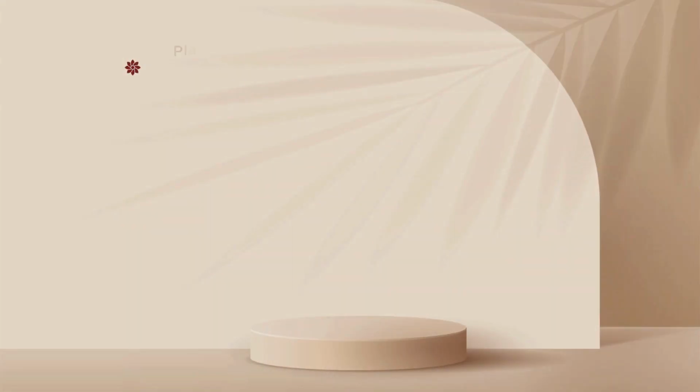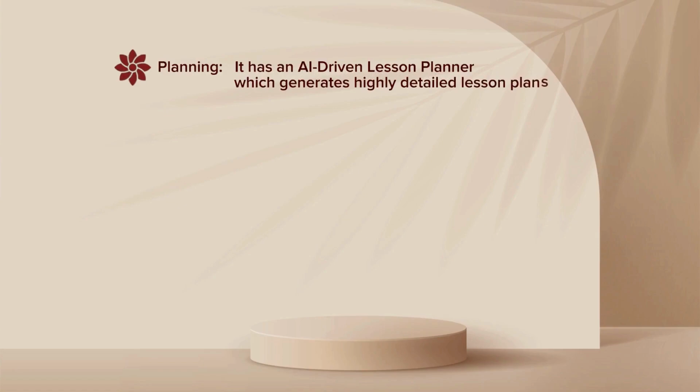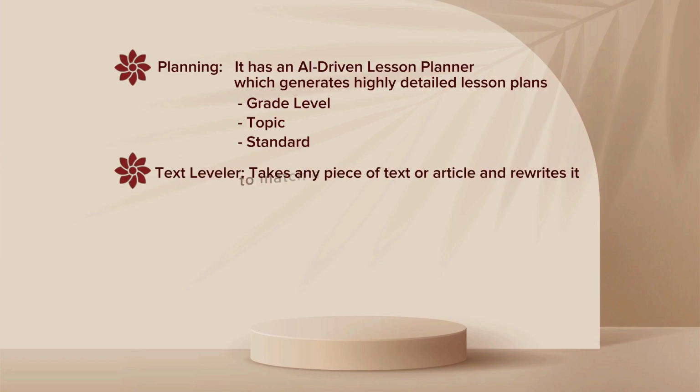For planning, it has an AI driven lesson planner which generates highly detailed lesson plans in seconds. To get a lesson plan, a teacher simply has to input a few pieces of information like grade level, topic, standard, and click generate. That's it. There is a text leveler that takes any piece of text or article and rewrites it to match a specific reading grade level.